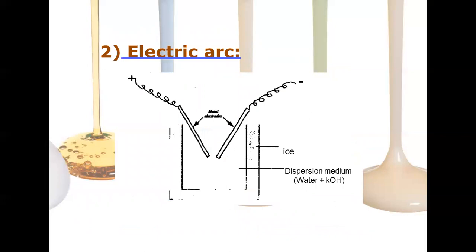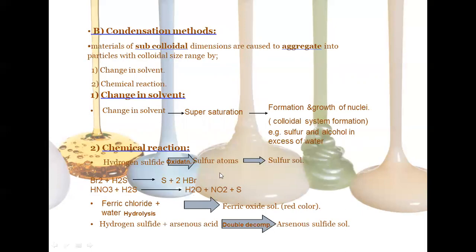This is a picture of an electric arc. Here the dispersion medium is water and potassium hydroxide, and this is ice, and the two electrodes, positive charge and negative charge.